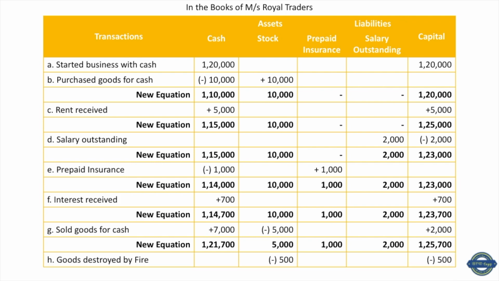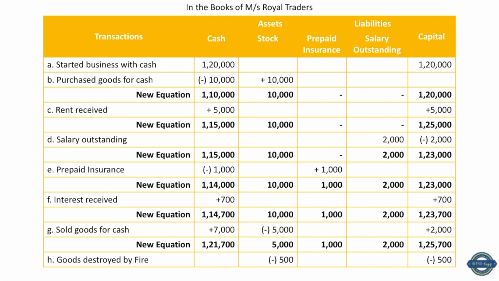Goods destroyed by fire. This is very literal. This is an expense. This is a loss that we have seen in the business. So since we have lost goods that cost rupees 500, we will have to deduct this from the stock, and this is a loss for us. We will deduct this loss from the capital column.